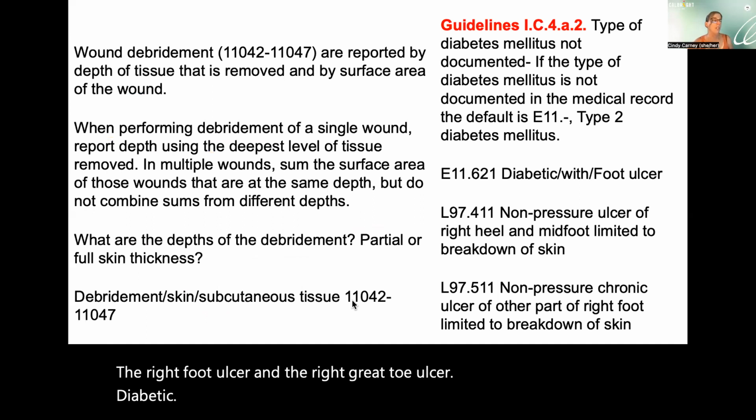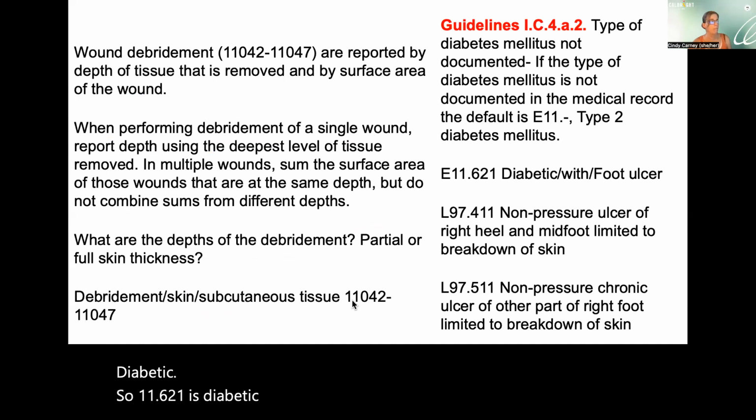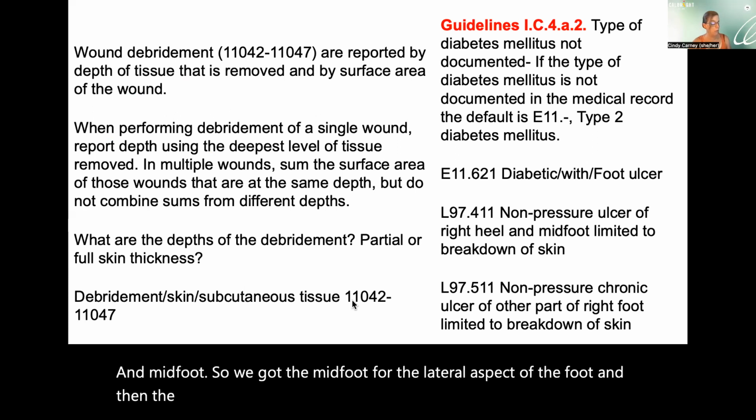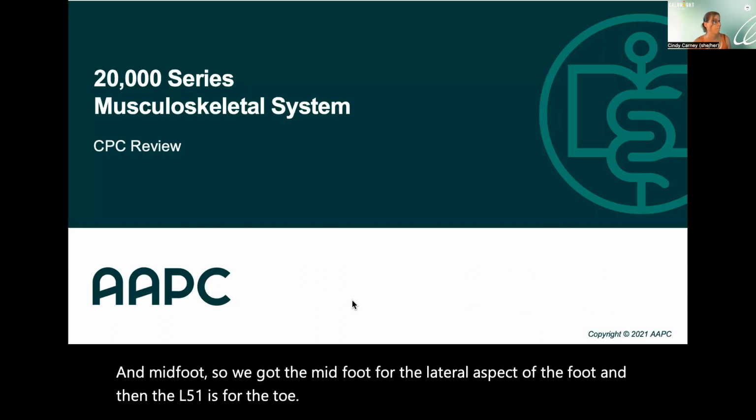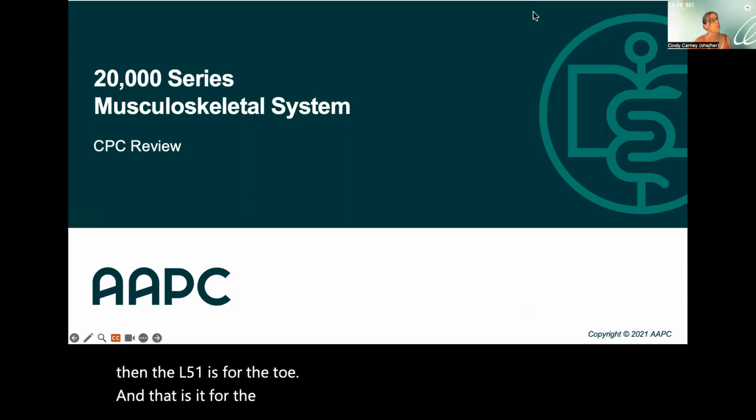So E11.621 is diabetic with foot ulcer. The 411 is for the part of the right foot, and midfoot. So we've got the midfoot for the lateral aspect of the foot, and then the L97.511 is for the toe. And that is it for the integumentary system.